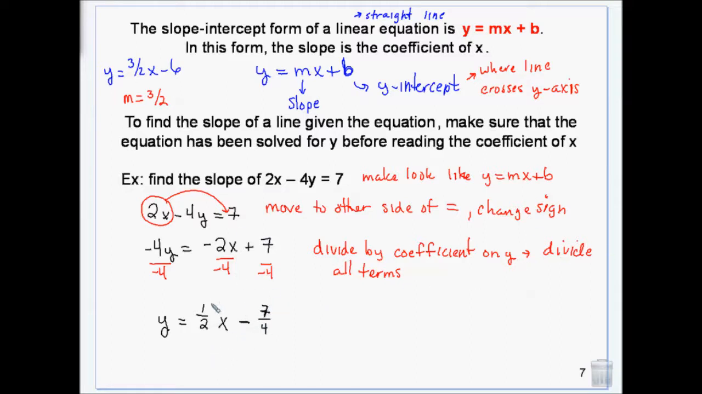And when I do this, I now know my slope. That tells me how steep or not this line is. This line is not very steep because the slope is only 1/2. So I'm going up 1 and then over 2. So it's not a very steep line.